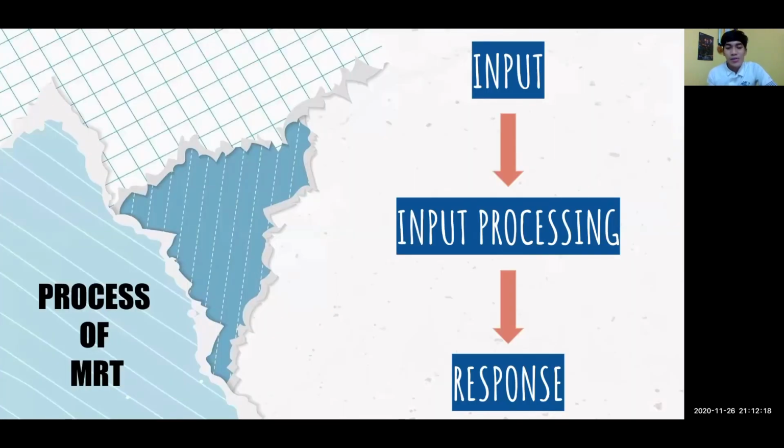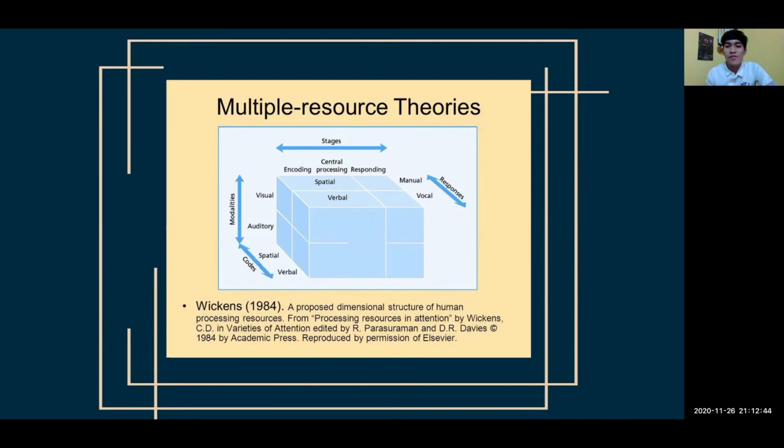In this slide, these are the three basic components, also known as the processes. There are three processes. Firstly, input. Secondly, input processing. And the third one is the response. Let's take a look at the first stage, which you can see in the three-dimension box. The first stage is input, and there are four types: visual, auditory, spatial, and verbal. Visual in Malay is penglihatan, auditory is pendengaran, spatial relates to our body, and verbal is percakapan.